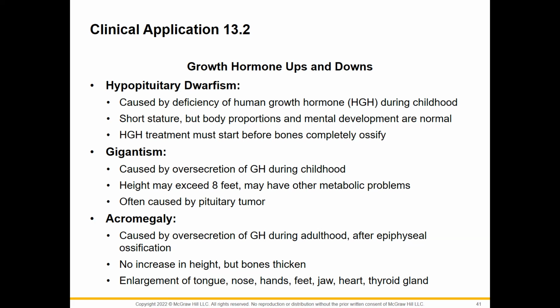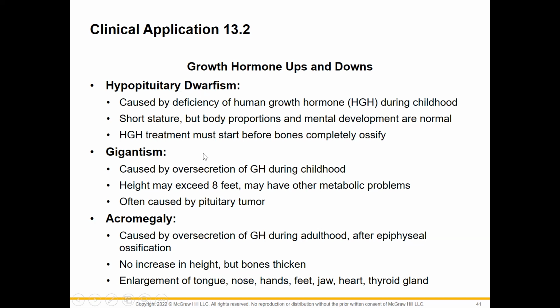And when they find out that they are producing too little human growth hormone, then they can inject or give them exogenous human growth hormone. All right, so they want to do that before the bones start to ossify so that they can get some height before their growth plates close. So that is hypopituitary dwarfism.